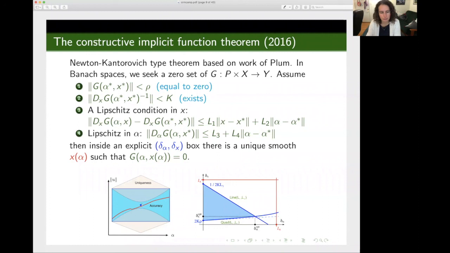And the box that I'm talking about is, for convenience, this rectangular box, which sort of lops off the uniqueness region, although we wouldn't have to. It says that we're guaranteed, as long as we stay within this box, we're going to have uniqueness and accuracy. And the point at which the box stops occurring is where the uniqueness and the accuracy regions match up.